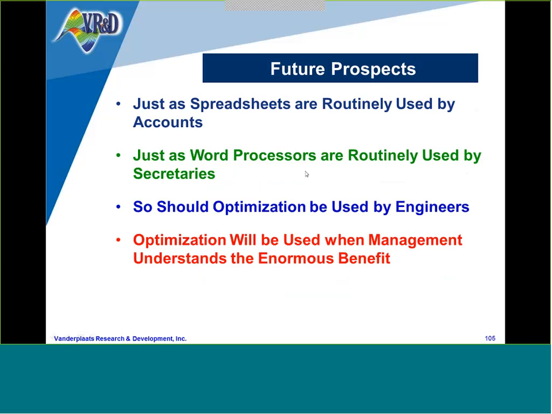Well, what's ahead? Spreadsheets today are routinely used by accountants, word processors by secretaries. I would argue optimization should be used by engineers. The first time I ever gave a keynote address was 1978, and I confidently said that by 1985, engineers will all be using optimization. I don't say that anymore, except I can say that our client base is pretty wide and sophisticated today, and it's beginning to spread very rapidly. And today you can learn to use optimization with a fraction of the effort that was required 4 decades ago.